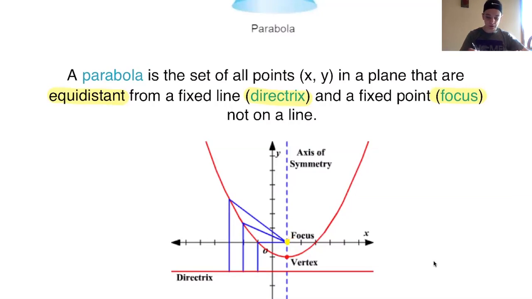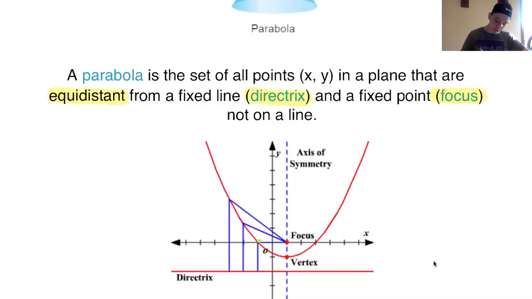Okay. The directrix is then a line outside of the parabola. So if the focus is inside, the directrix is outside. And this line, notice how it's perpendicular to that axis of symmetry that you're used to seeing. Okay, so the cool thing about a parabola is that all the points are equidistant from these two things that I just talked about.